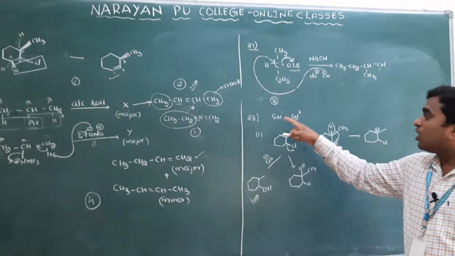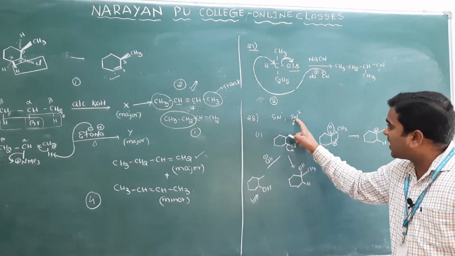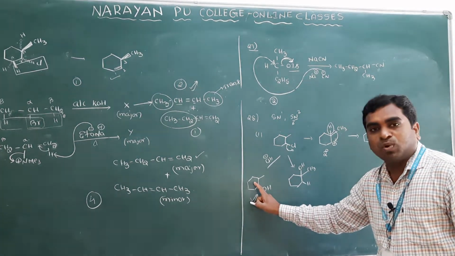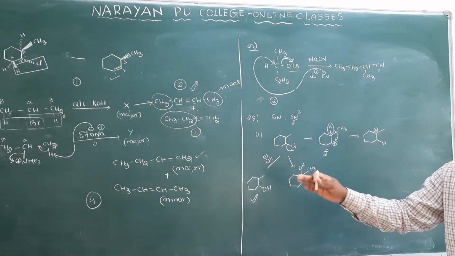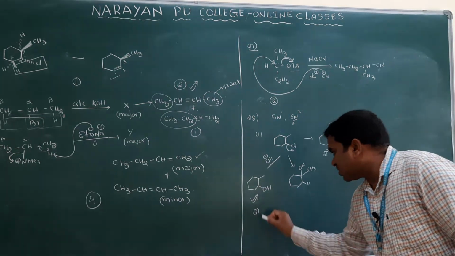Both products are not the same. In SN1 we are getting two products, but in SN2 we are getting only this product. So that's why both the products are not the same for SN1 and SN2. Coming to option 2.